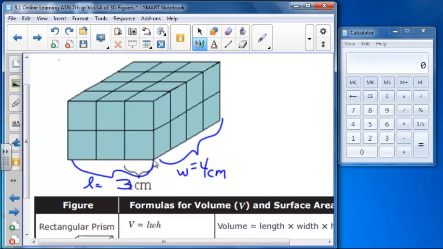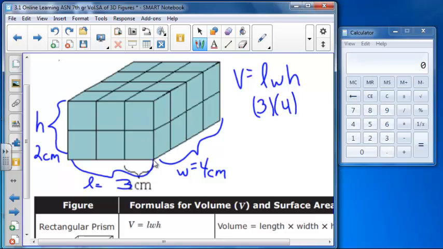Try to work the problem out of the space to the right. So I'll label this side the height, and the height is 2 centimeters. Volume is length times width times height. The length is 3, the width is 4, the height is 2. 3 times 4 is 12. 12 times 2 is 24. The volume is 24 centimeters cubed.